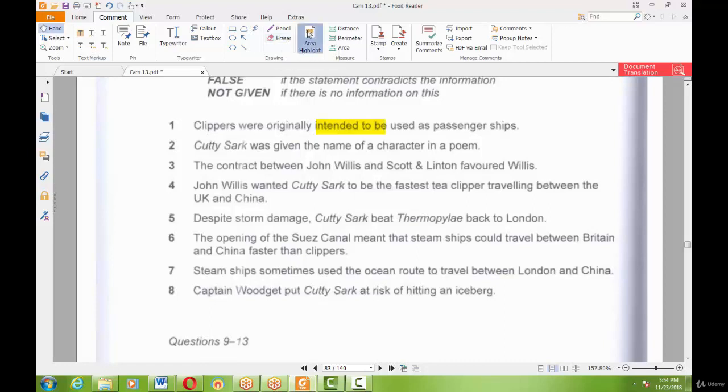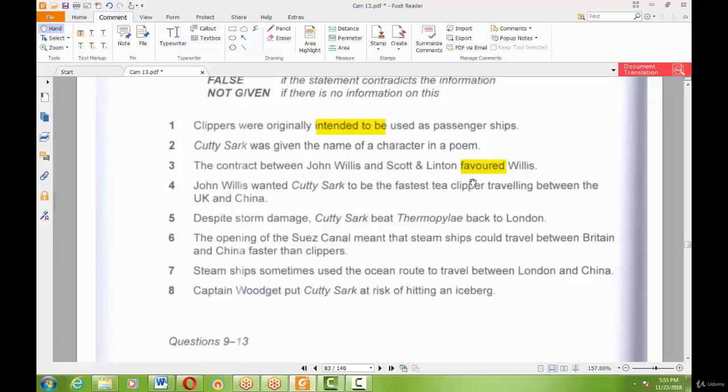All right, I'm also going to be looking for language like favored. Now, contract between John Willis and Scott Linton. This language, John Willis and Scott Linton, that would be the language I use to find my right sentence. But this word favored is equally important because it's what's going to tell me if the answer will be true, false, or not given.